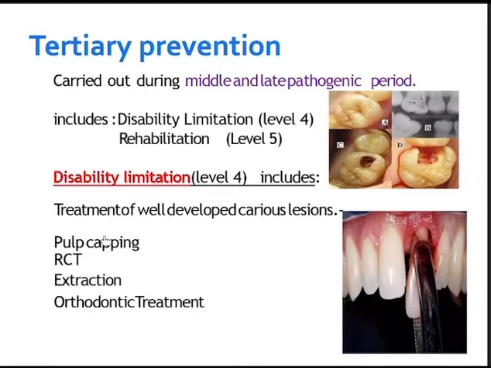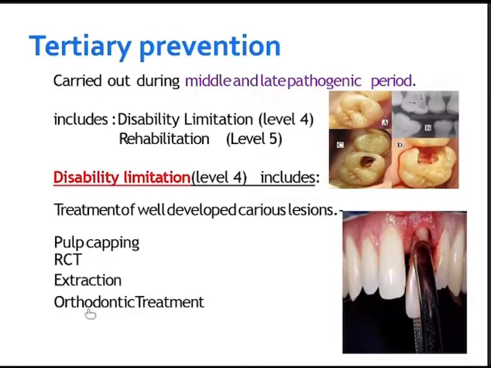In case it involves the pulp, you go for root canal treatment, because failing to do a root canal treatment again leads to abscess, cellulitis, osteomyelitis, and other conditions. In case RCT cannot be done, you have to go for extraction. If you don't extract, again it will cause further problems like cellulitis and osteomyelitis. And in some conditions, established orthodontic treatment.